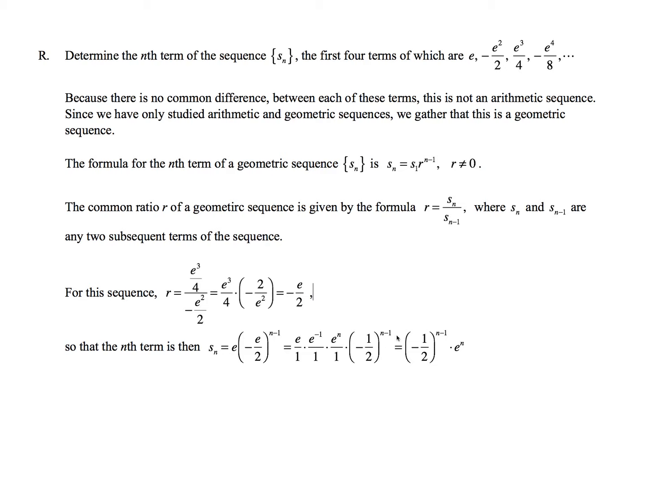And for no reason other than I just chose to, I wrote that with the negative 1/2 to the n minus 1 as the first factor of the product times e to the n as the second. It's just as legitimate if you had the e to the n in front here.